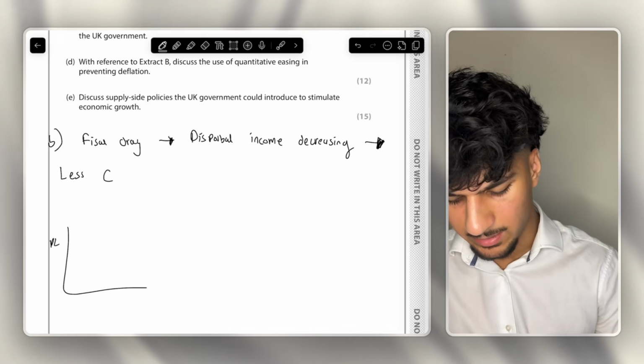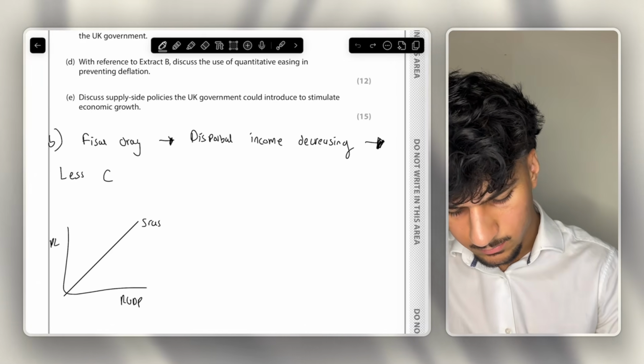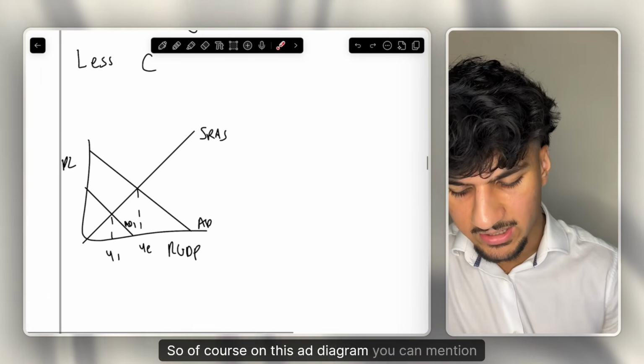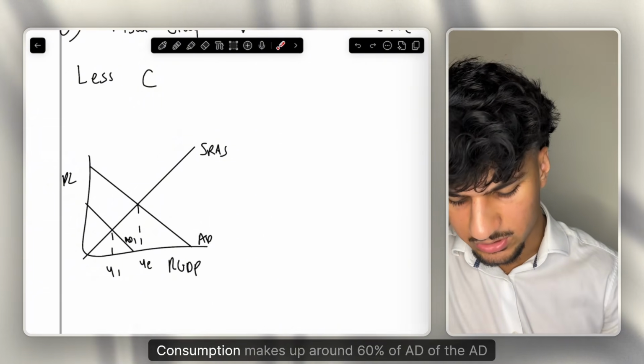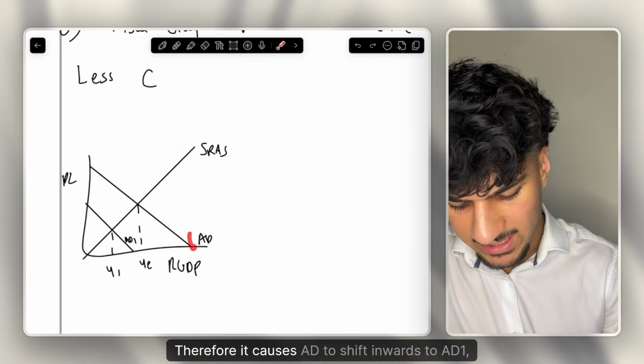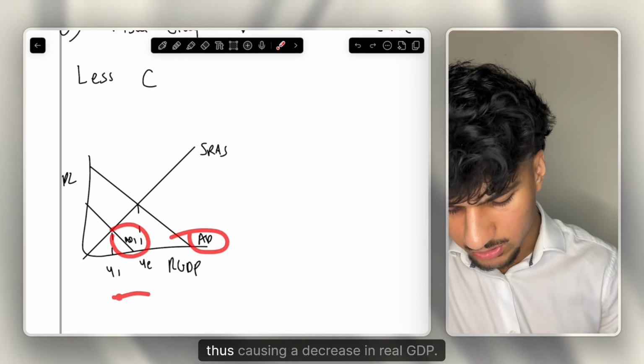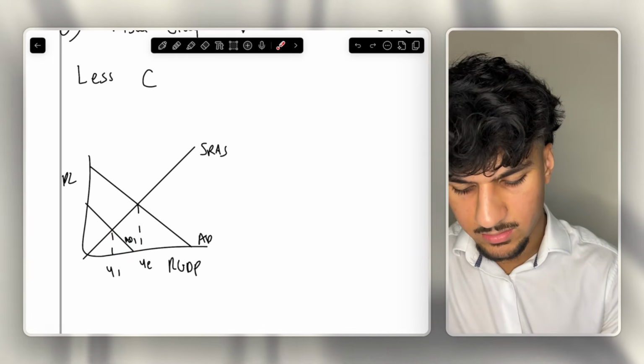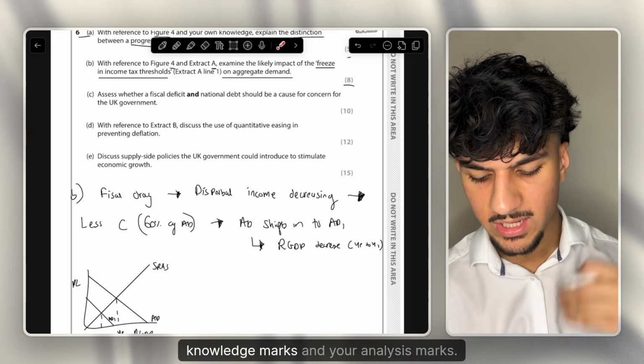And if there's less consumption, it's very easy to add in a little AD-AS diagram. On this AD diagram, you can mention that since there's less consumption, and consumption makes up around 60% of the AD formula, it causes AD to shift inwards to AD1, thus causing a decrease in real GDP. So that is how to pick up your content knowledge marks and your analysis marks.